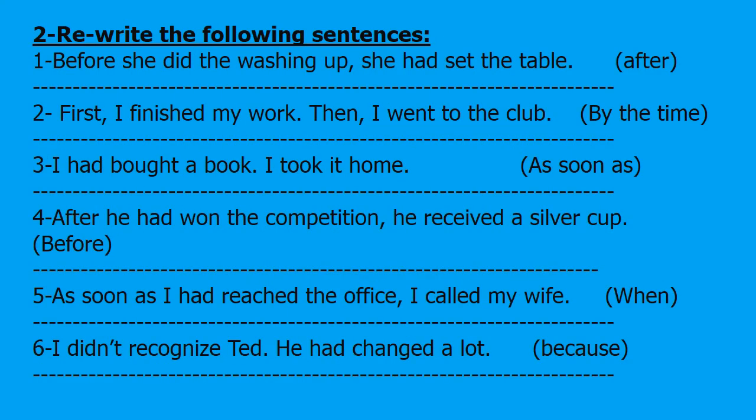Here we have the rewrite question. Number 1, before she did the washing up, she had set the table. We use the word before and by the time to join two sentences in the past simple and past perfect. Here I want you to use the word after with a small letter, which means that you have to put the word in the middle. Let's remind you that after letter A, first action, past perfect, and before, after, the sentence will be in the past simple.